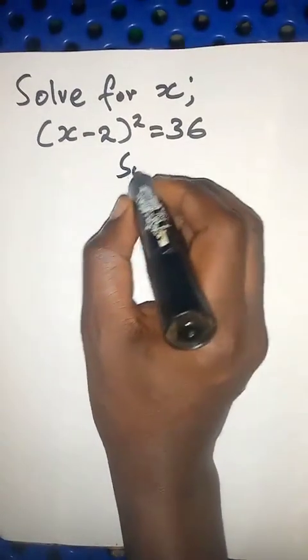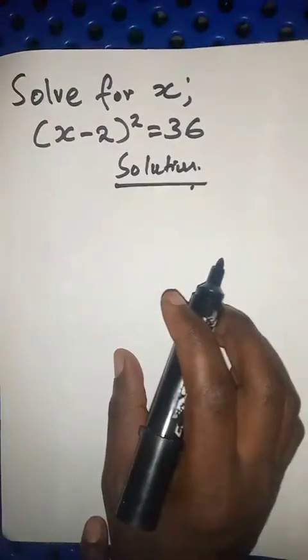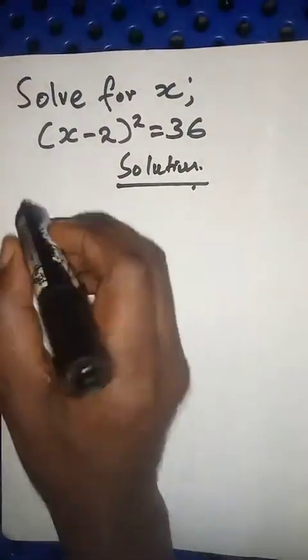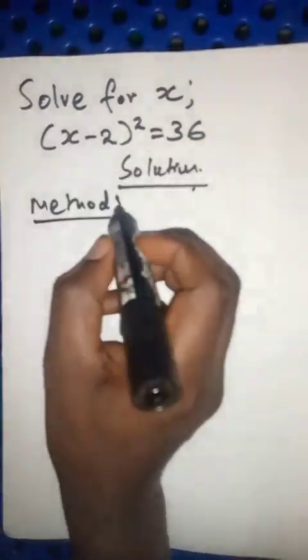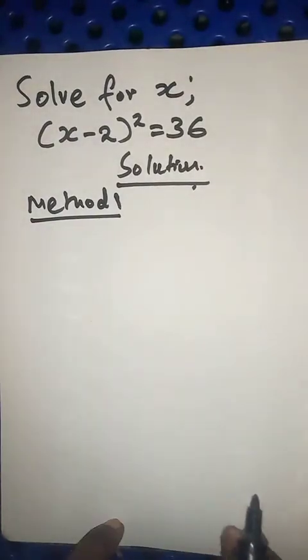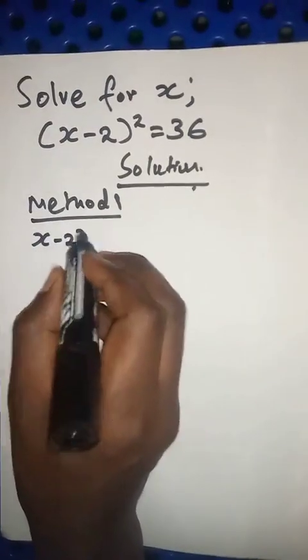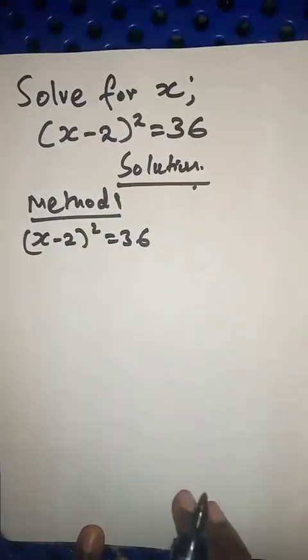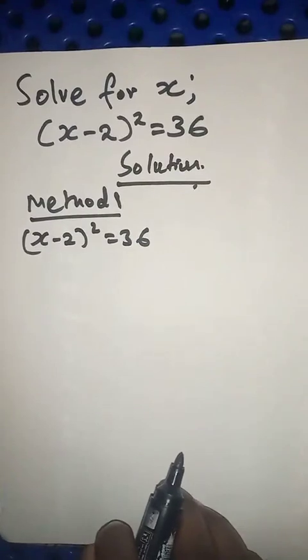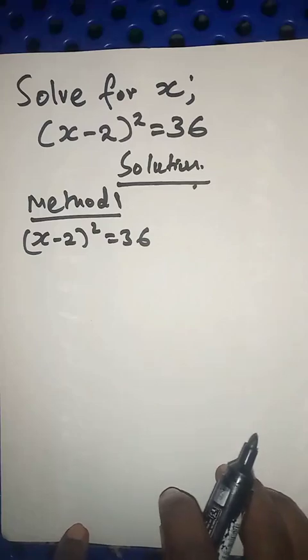Straight away, let us dive into the solution. I'm going to take you through two amazing methods. The first method, I'm going to call it method 1. The first approach that I'm going to use, I have (x minus 2) squared is equal to 36. But guys, remember the second method is the easiest, so watch up to the end.